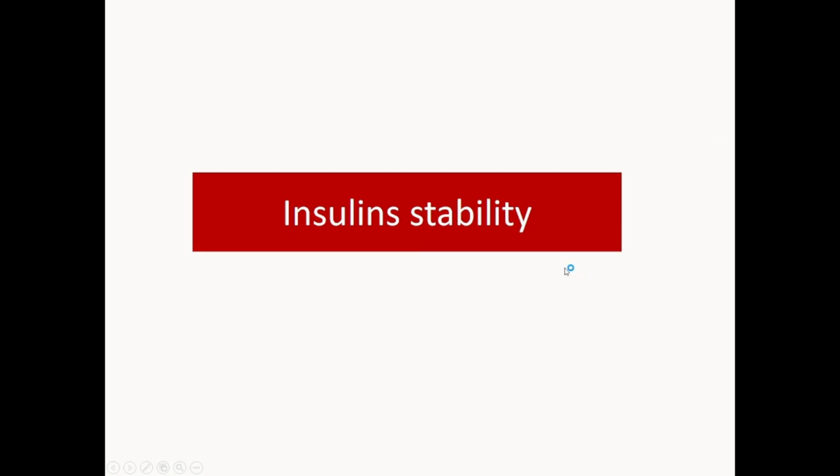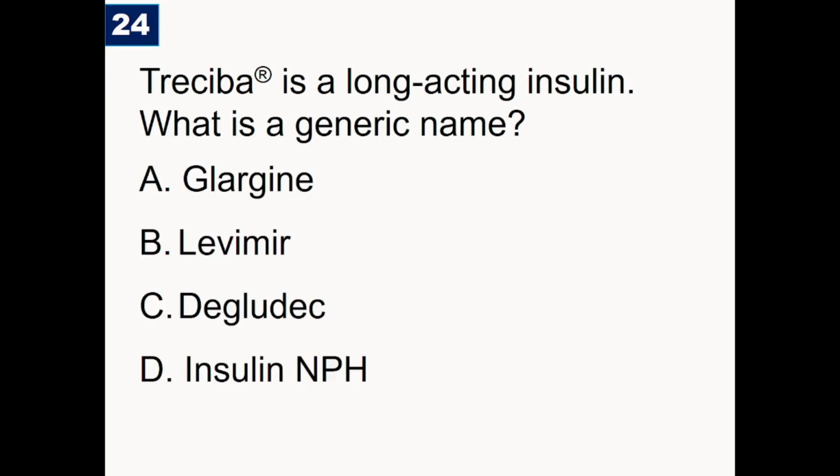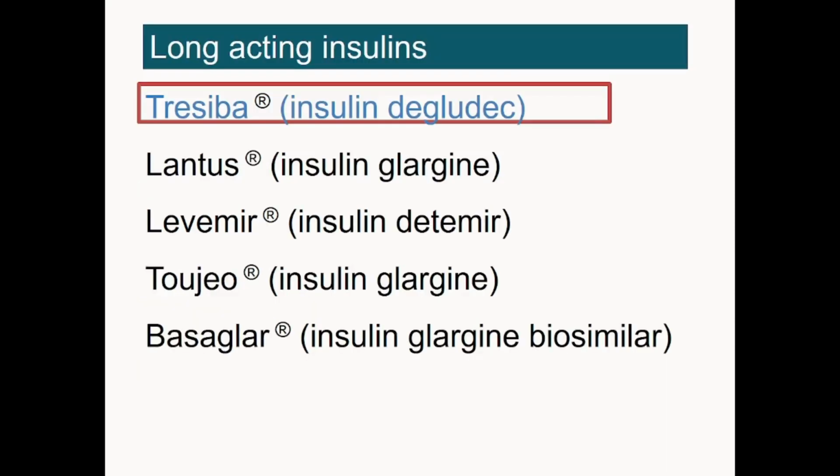Next questions are about insulin stabilities. Tresiba is a long-acting insulin. What is the generic name? A. Glargine. B. Levemir. C. Degludec. And D. Insulin NPH. The correct answer is Degludec. Degludec is the generic name for Tresiba, which is a long-acting insulin.